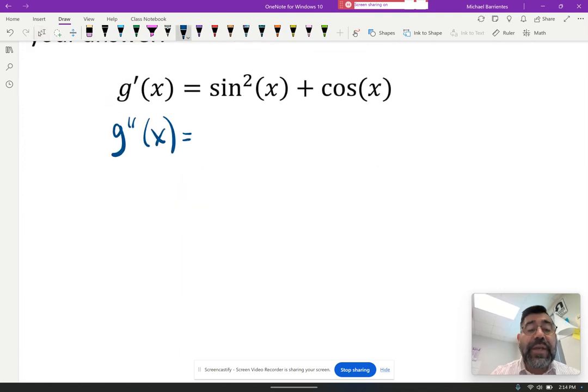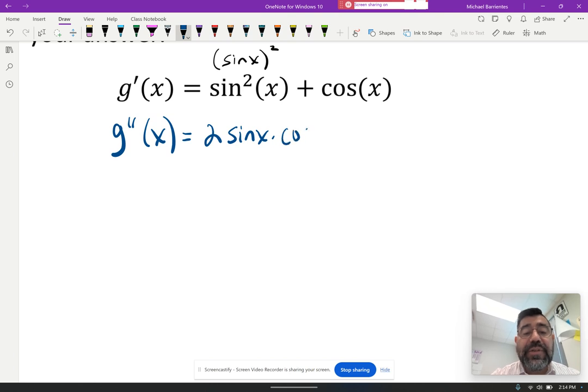Here we get to take the second derivative. In the first part, I have a chain rule, because remember that this is really sine x squared. So the derivative would be 2 sine x times the derivative of the inside, which is cosine x, plus the derivative of cosine x, and that's negative sine x, so I'm just going to write it as minus sine x. That's my derivative.